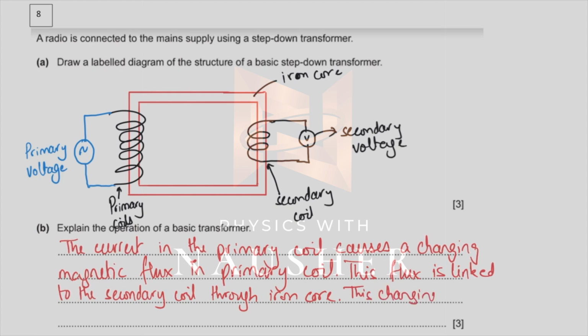This changing flux cuts the secondary coil and induces an EMF in the secondary coil.